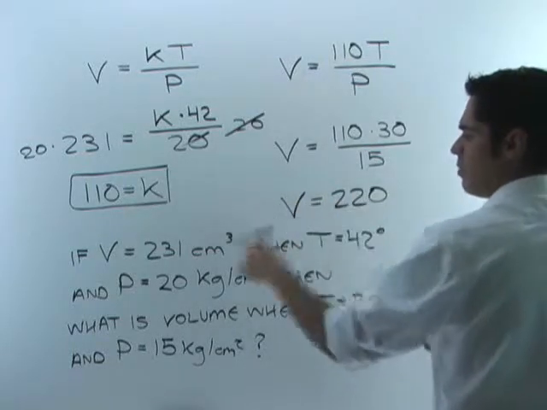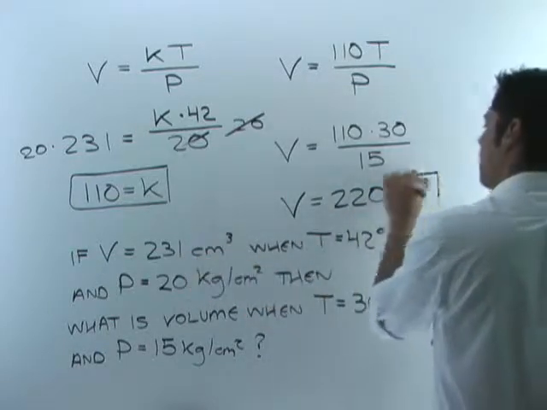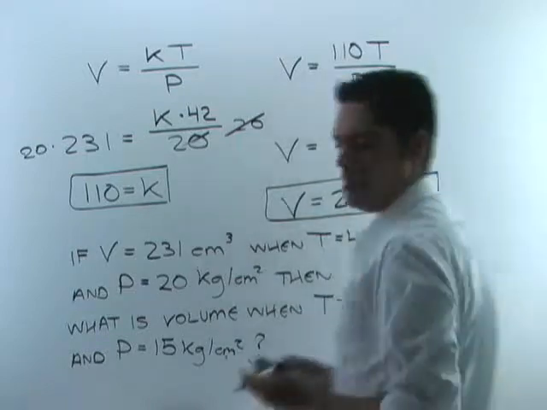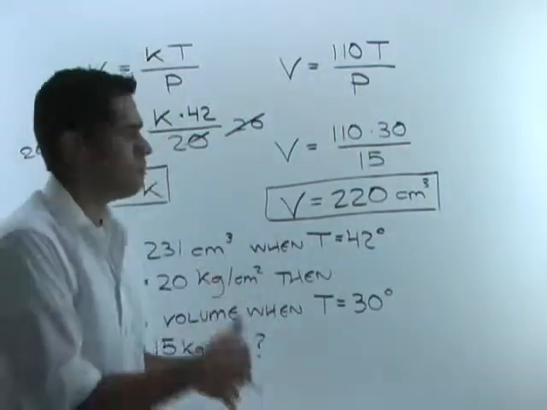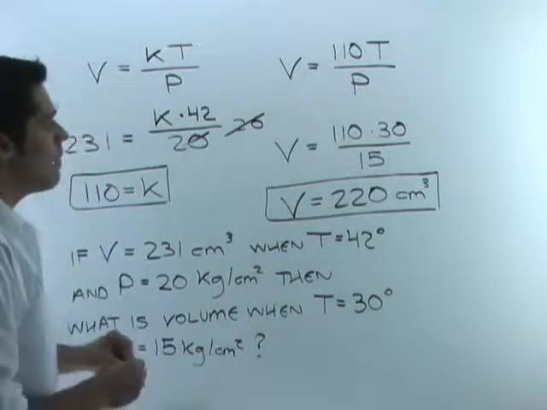And since it's volume, it'll be measured in centimeters cubed, just like this volume was. So you can see in this problem how you had a combination of both direct and inverse variation all happening in one problem.